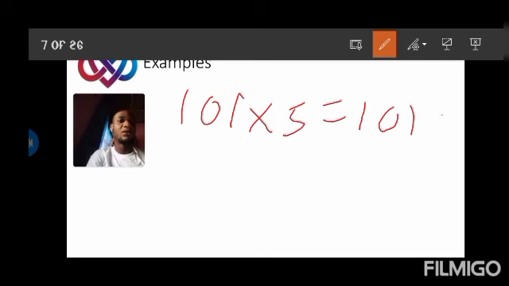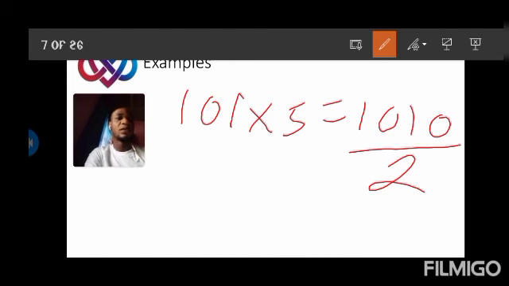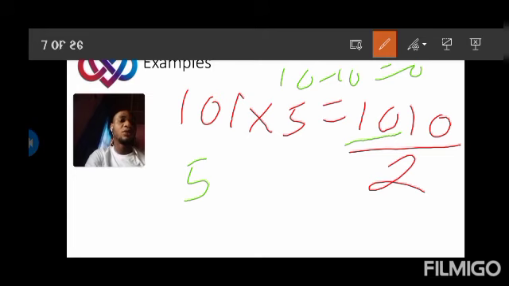101. We add 0 to the back of the number, then we divide it by 2. Now let's take it one after the other. 2 cannot go in 1, but it can go in 10. So 2 in 10 is 5. 5 times 2 is 10. 10 minus 10 is 0. So definitely there is 0 here. There's nothing left, so the next thing is to move to 1.